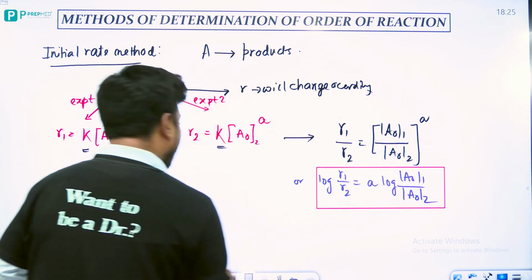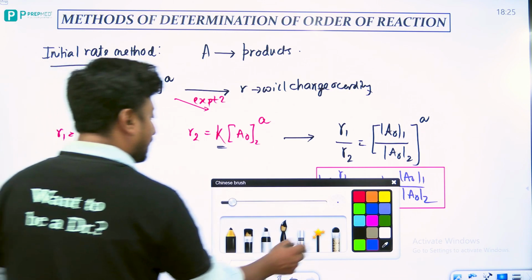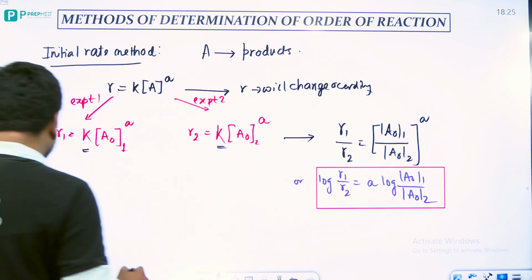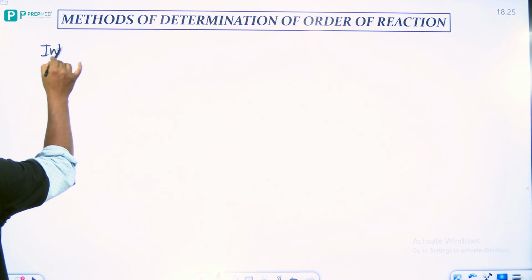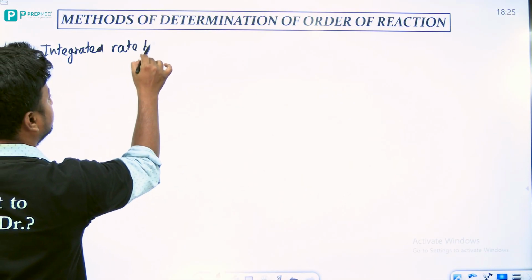Next, method number 2. That next method is called your integrated rate law method.